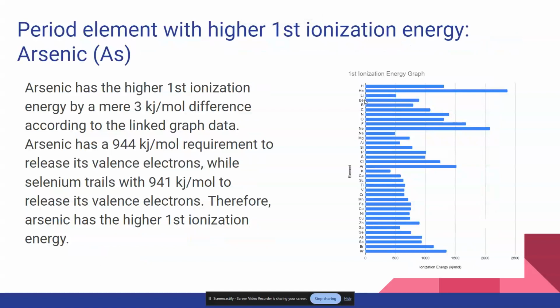Arsenic has the higher first ionization energy by a mere 3 kilojoule per mole difference, according to the linked graph data. Arsenic has a 944 kilojoule per mole requirement to release its valence electrons, while selenium trails with 941 kilojoules per mole. Therefore, arsenic has the higher first ionization energy, as indicated by the graph here, with a 3 kilojoule per mole difference.